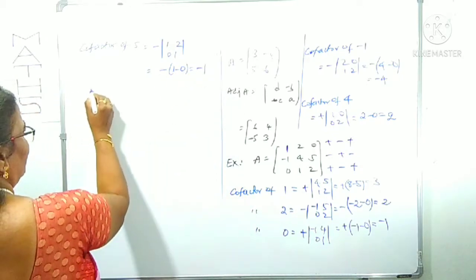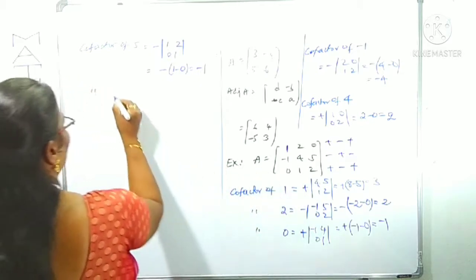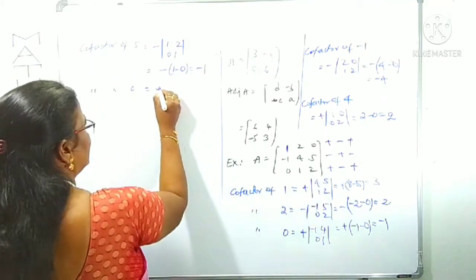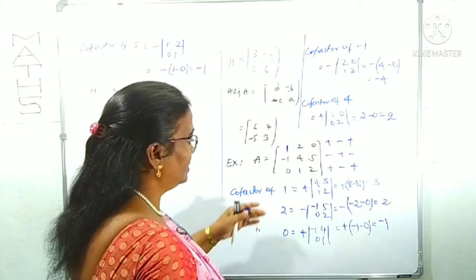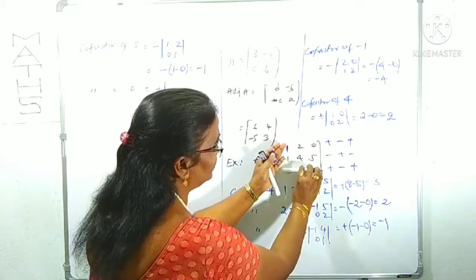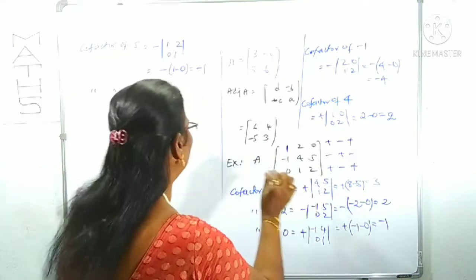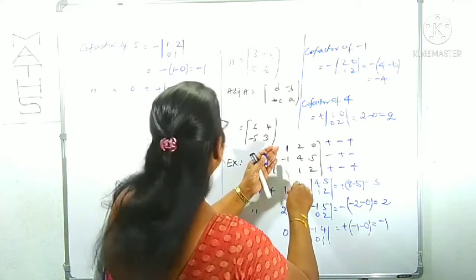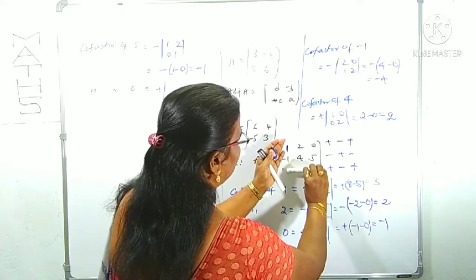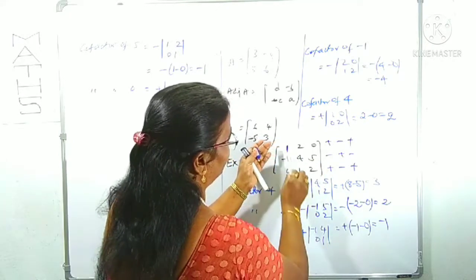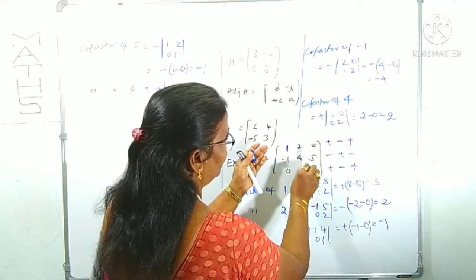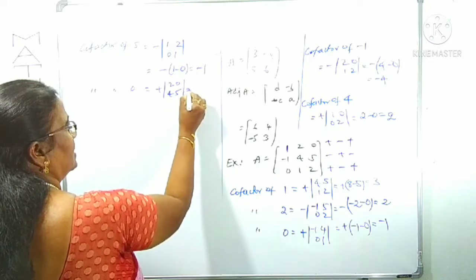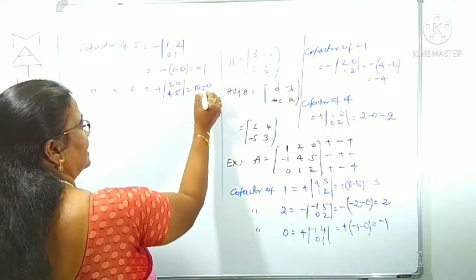Next, cofactor of 0. For 0 we have to use plus sign. Plus determinant of 0, which row? Third row, first column. After closing these, what are left over? 2, 0, 1, 2. Oh no, no. We are taking 0, these two. Yes, 2, 0, 4, 5 left over. Closing this and this, what are left over? 2, 0, 4, 5. Right. Its determinant is 5 twos are 10, 10 minus 0 is 10 only.